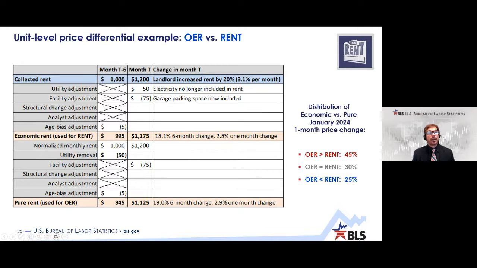Now, for January, the distribution of this economic versus pure, or the rent versus OER price change, was as follows. 45% of the time, for the exact same mix of housing units, the OER price change was higher than the rent price change because of this utility adjustment and other adjustments. 30% of the time they were equal, and 25% of the time the OER measure was slightly lower than the rent.